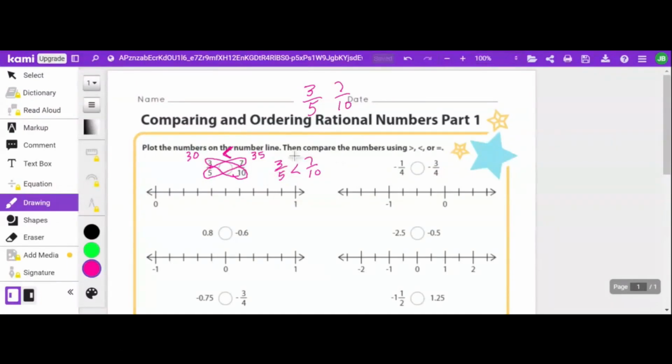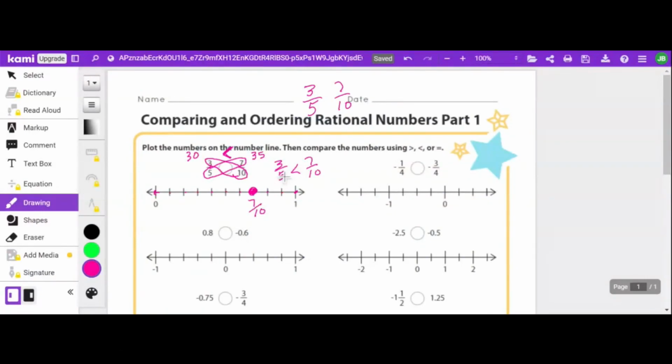Now, if we're going to mark this on the number line, our number line's already been drawn for us, and here is 0, and here is 1, and it's been marked off in tenths. And I know that because I can count that from here to here is 1, 2, 3, 4, 5, 6, 7, 8, 9, 10. So if I'm going to plot these on this number line, 7/10 would be at 1, 2, 3, 4, 5, 6, 7, that point right there. There is 7/10.